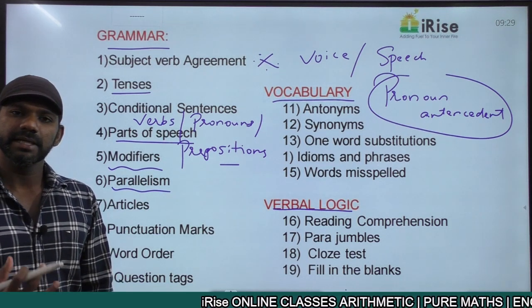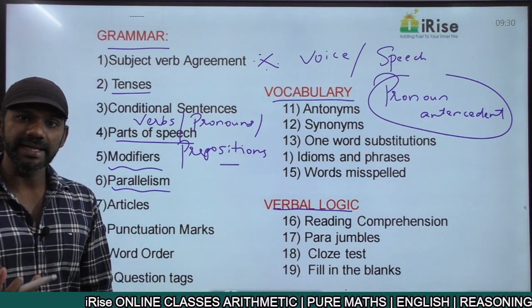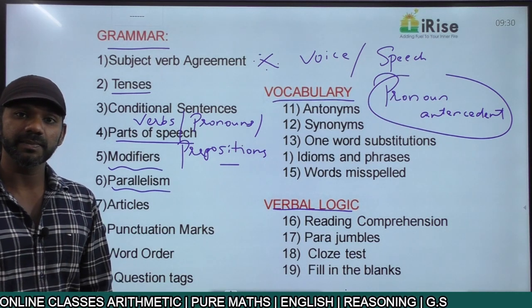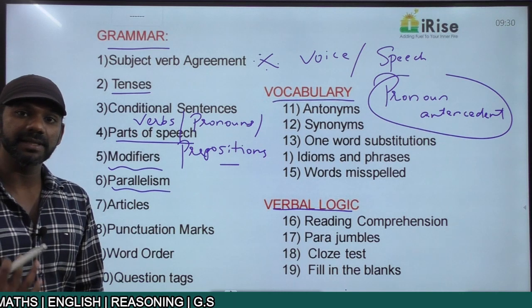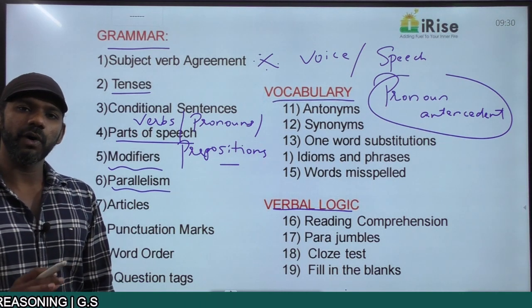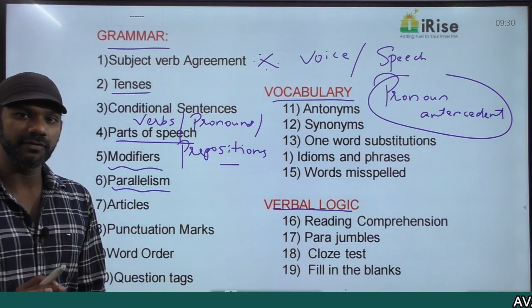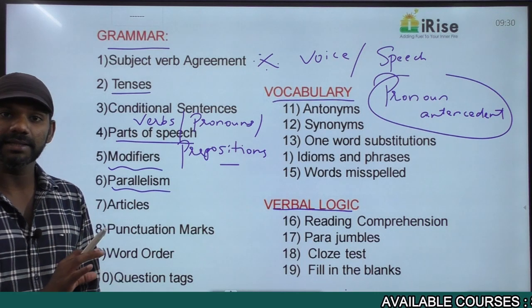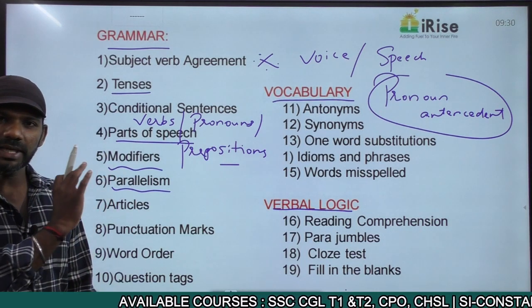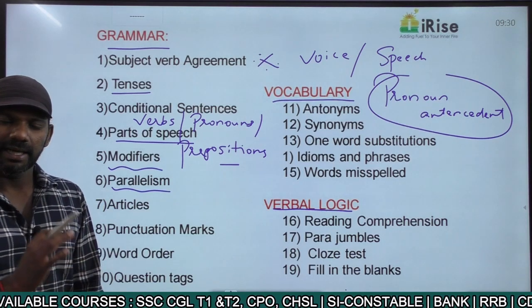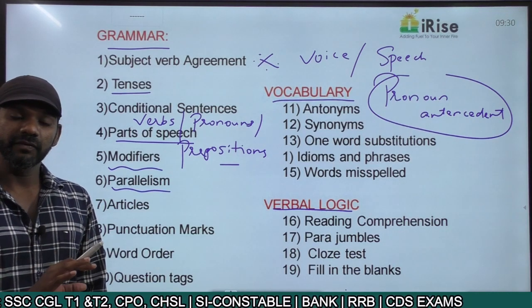Then parallelism. This also matters in the case of writing, apart from questions on grammar. Parallelism means that if there is more than one idea in a sentence, all the ideas must have equal importance. That means all the ideas must be expressed in the same form. Only if all the ideas are expressed in the same form will they have equal importance. That is called parallelism. I'm just giving you an overview. Now we'll take you through every topic in detail. I'll give you the rules in detail.